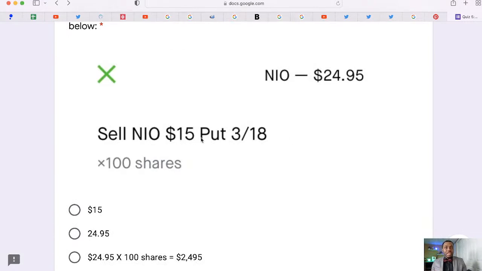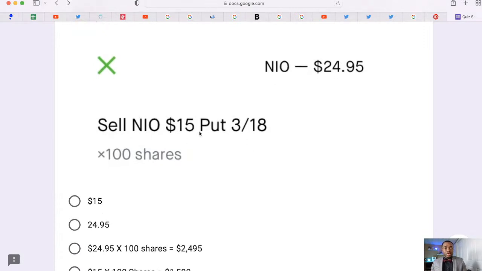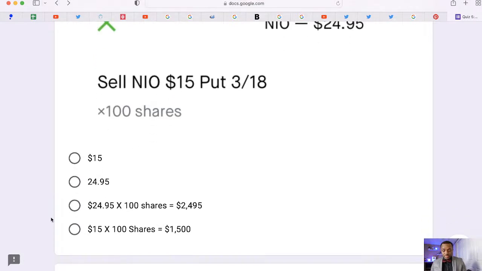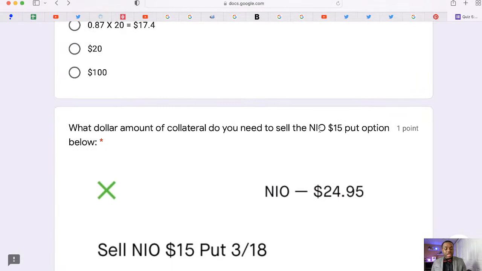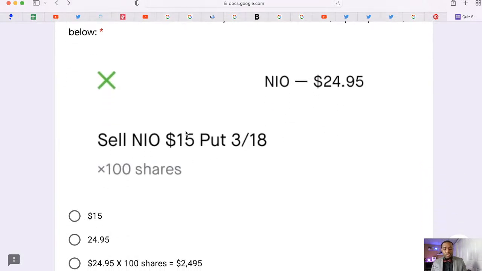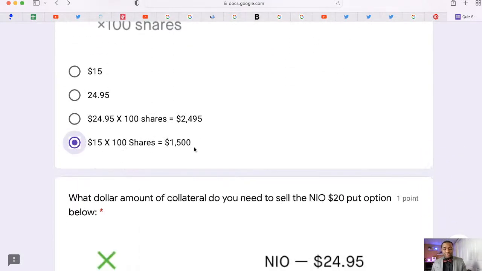We're going to sell a $15 put for March 18th in our example. Notice that it's a $15 put. How do you determine the collateral? You take the strike price, which is 15, and multiply that by the number of shares, because you are going to need the amount of cash to buy the shares at that strike price. So you're going to need 15 times 100, which is going to give you 1,500. Now let's read the question again. What dollar amount of collateral do you need to sell the NEO $15 put option below? You'll need 15 times 100. So 15 times 100 is 1,500.